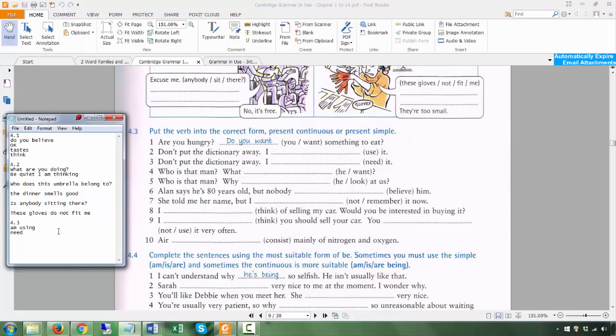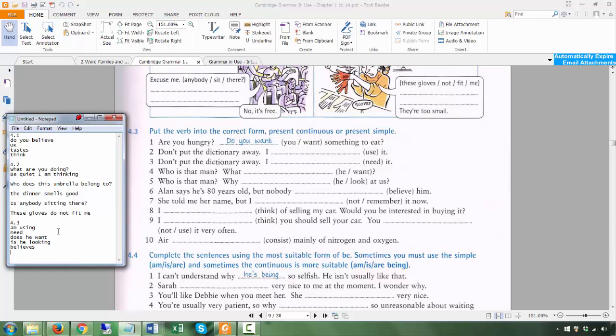Who is that man? What does he want? Want is something, again, it's a state verb. You don't really use it in the present continuous. You can't say what is he wanting. Okay, but look, you can use it in the present continuous: why is he looking? Okay, Alan says he's 80 years old, but nobody believes him. Believe, again, is something that you don't use in this meaning. Generally you don't really use believe in the present continuous because it's a state verb.